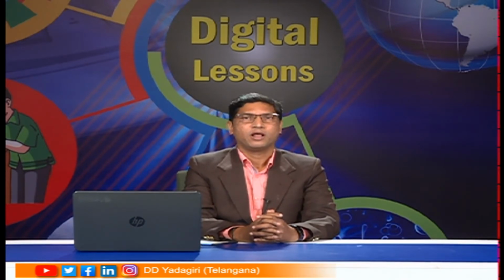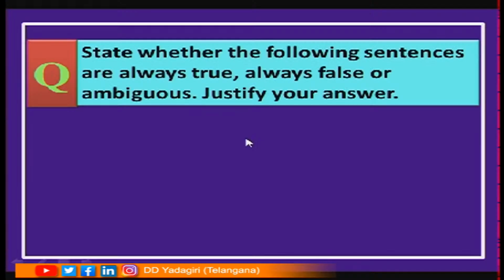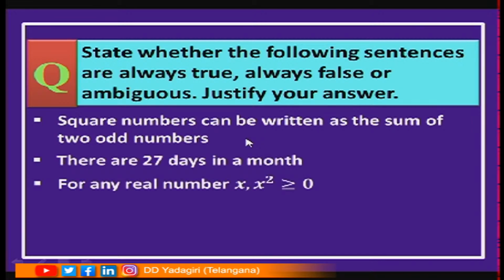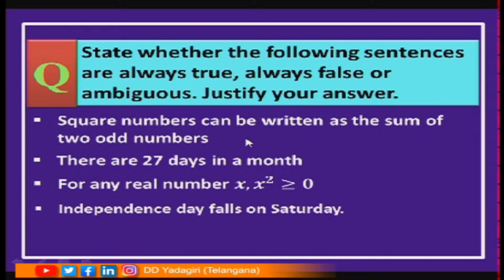So, children, let us apply the concepts that we have learnt in solving a few examples. Let us start with the first example, children. State whether the following sentences are always true, always false, or ambiguous, justifying your answer. First sentence is, square numbers can be written as the sum of 2 odd numbers. There are 27 days in a month. For any real number x, x square is greater than or equal to 0. Independence Day falls on Saturday.